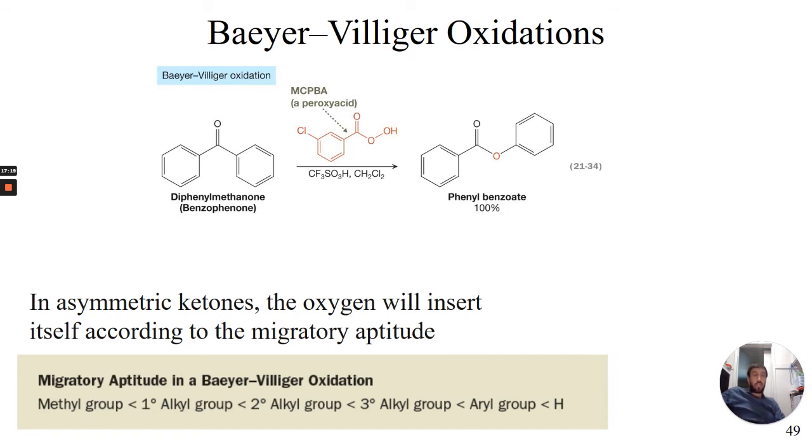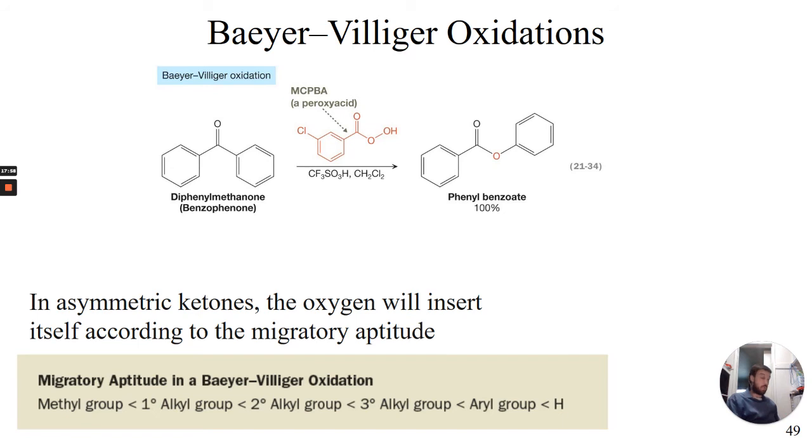And it turns out that the group that migrates, and we'll address that migration here in a second, is dependent on certain features. So in the case previously shown, it was a methyl versus a phenyl. The aryl group, that phenyl, has a higher migratory aptitude than the methyl group, which has the lowest migratory aptitude, which means we would expect the oxygen to insert into the phenyl carbonyl bond, not the methyl carbonyl bond, given the choice.